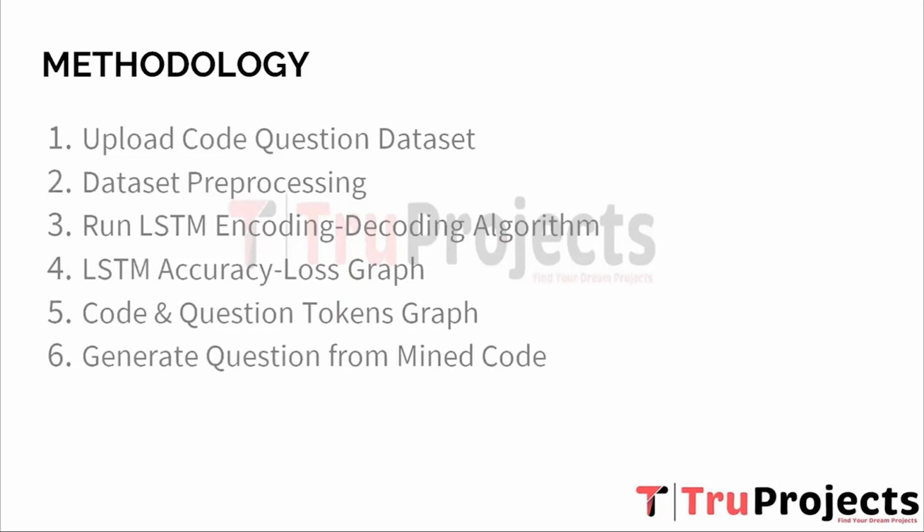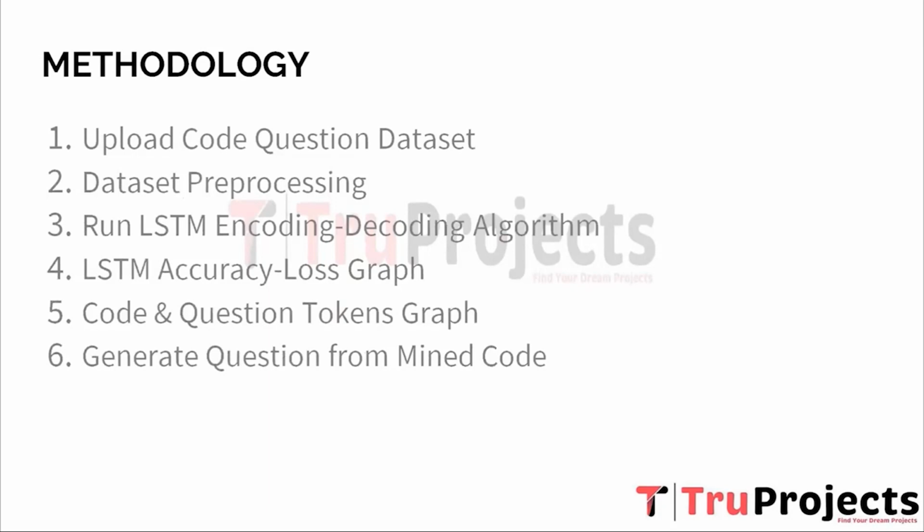Fourth, LSTM accuracy loss graph. During the training process of the LSTM model, its performance is continuously evaluated using metrics such as accuracy and loss. Accuracy represents how well the model can predict the correct question titles, while loss measures the dissimilarity between the predicted and the actual titles.